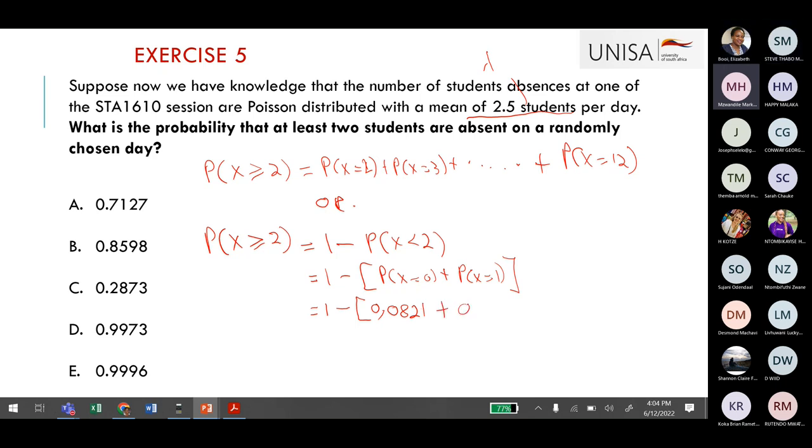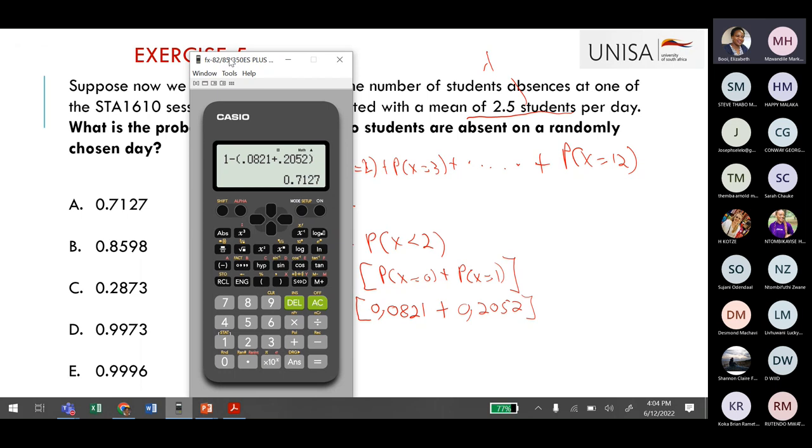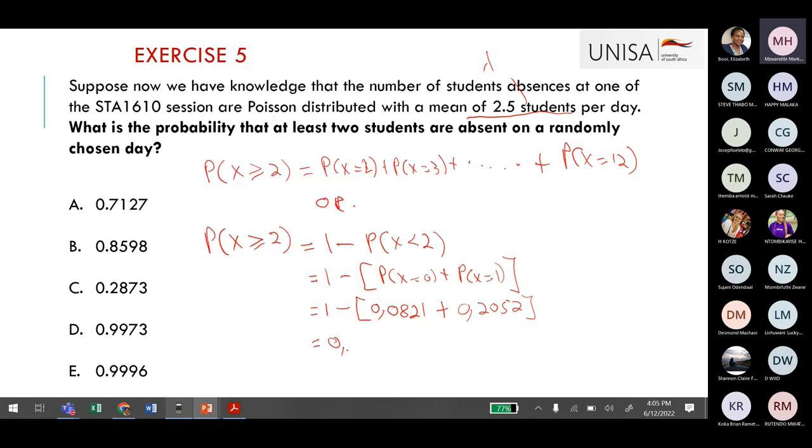0.0821 plus 0.2052, and you just say 1 minus 0.0821 minus 0.2052. Let's see if your answer is right. 1 minus, you can put it into the bracket, 0.0821 plus 0.2052, close bracket, equals 0.7127, as you said it. Which is option A.